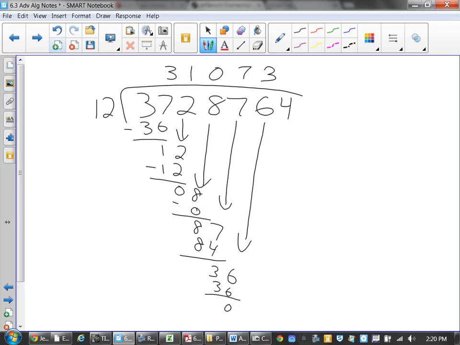Drop the 4. 12 goes into 4 zero times, so this would be a 0. And then you have a leftover of 4 over 12. So your answer would be 3,070 remainder 4. We usually write R4, remainder 4. That's what you were doing back then. Well, you should. It's the same thing with this.